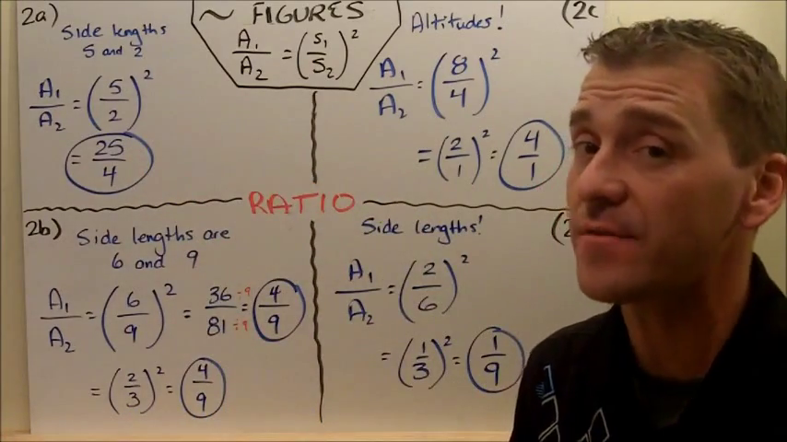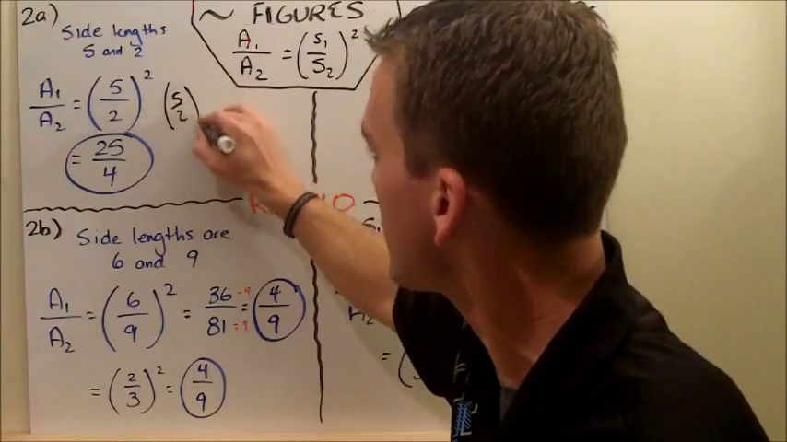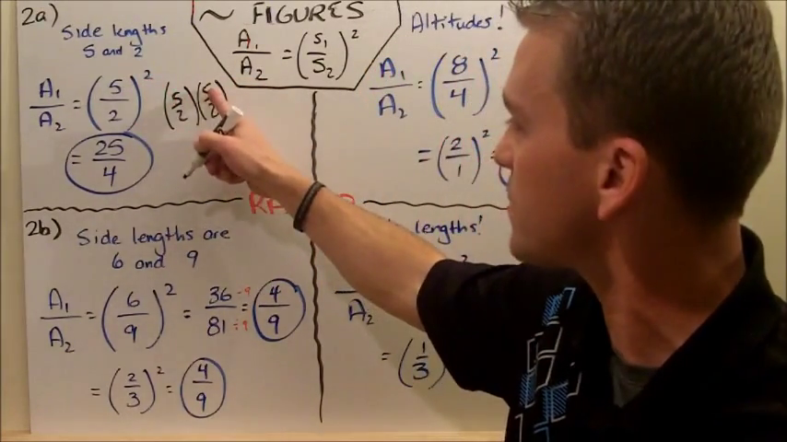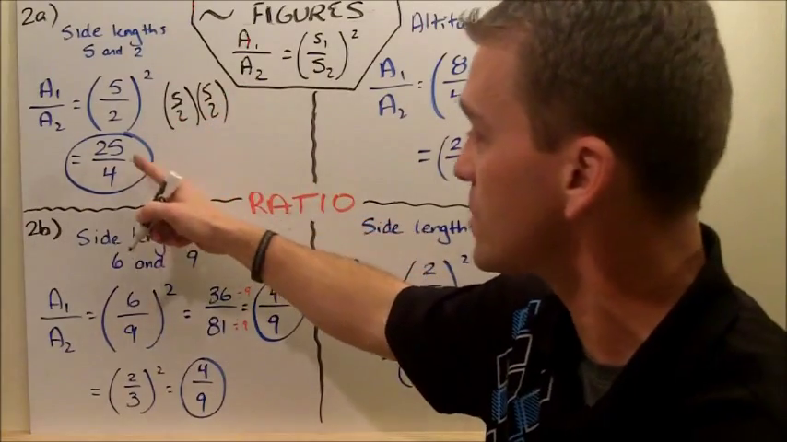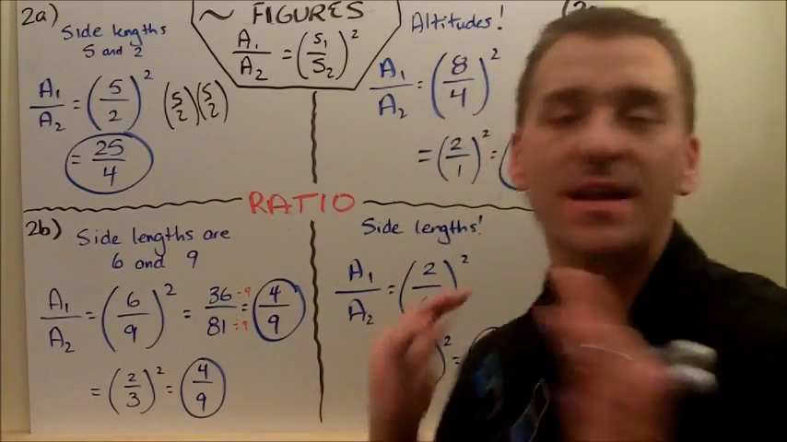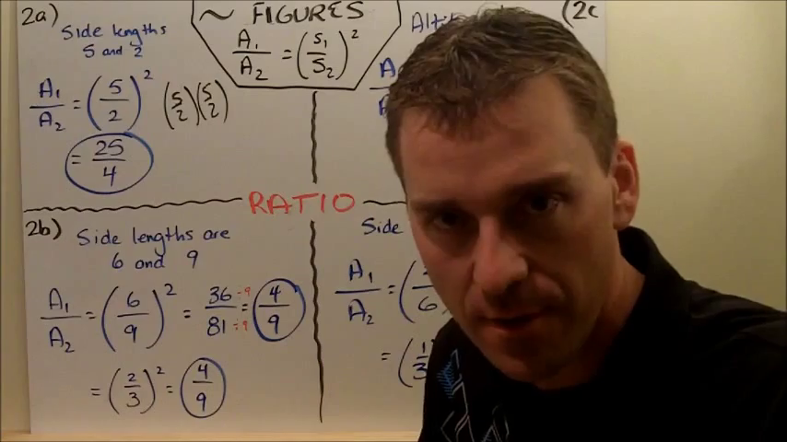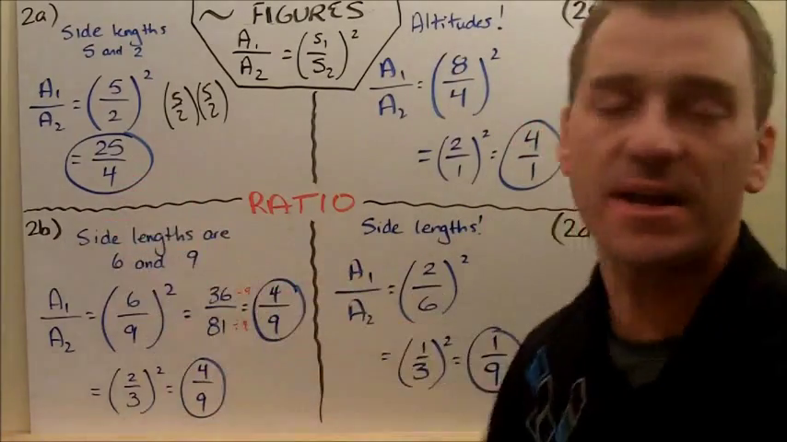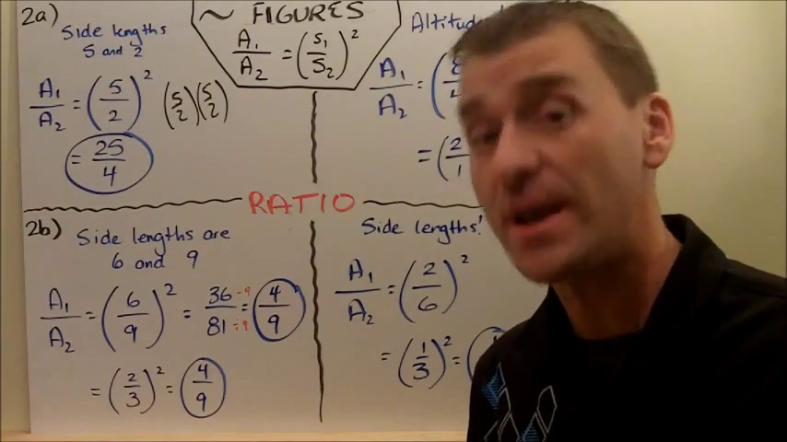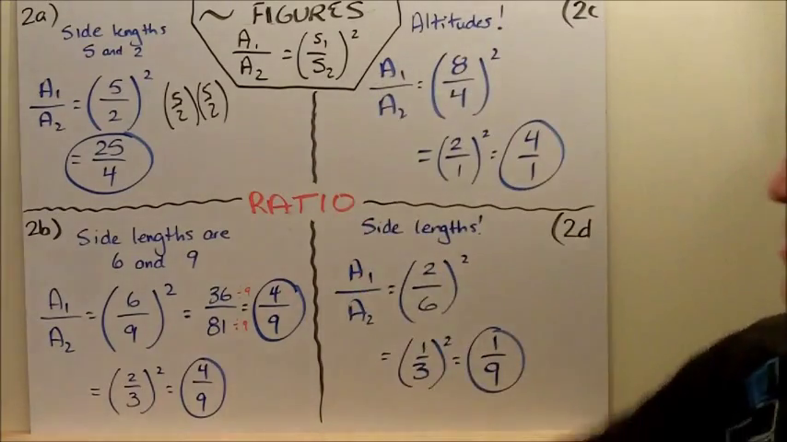So when I square 5 and 2, it basically means I'm taking 5 over 2 times 5 over 2. That's what squared means. And 5 times 5 is 25. 2 times 2 is 4. So there is my answer. Please understand this. It's not saying the area of the first shape is 25. It's not saying the area of the second shape is 4. It's just telling you that's the ratio of their areas. Majorly important.